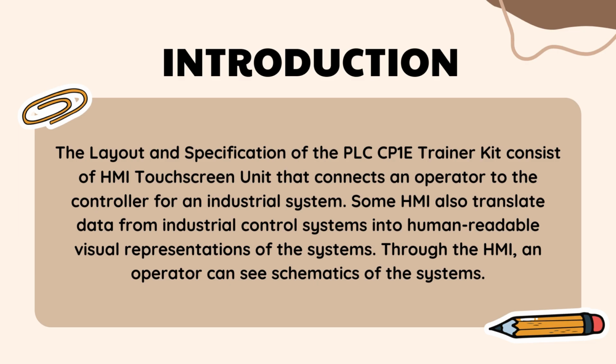Next is the introduction of Lab 3. The layout and specification of the PLC CP1E trainer kit consists of an HMI touchscreen unit that connects an operator to the controller for an industrial system. Some HMIs also translate data from the industrial control system into a human-readable visual representation of the system. Through the HMI, an operator can see schematics of the systems.